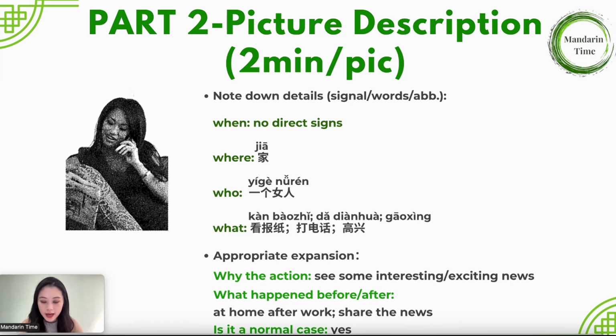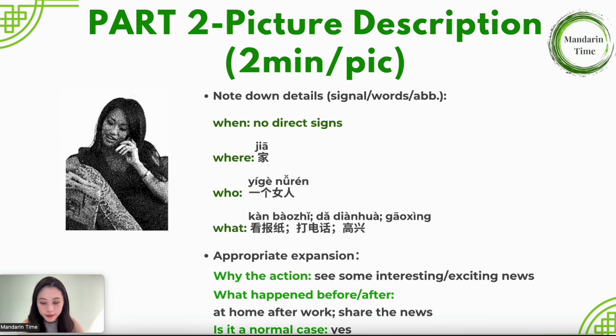I cannot tell the time, but I can expand later. I see a woman on the phone reading newspapers and looks happy. For expansion, I guess she saw some interesting or exciting news after coming home from work. And then she shared the news with someone, maybe her friend. Also, I noticed that there isn't much to talk about so far, so I can talk about whether it's a normal case. And yes, we often share news with our friends.